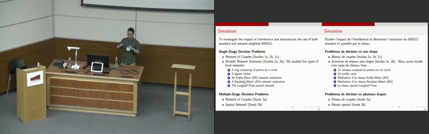The first 2 are simple ones. The first one is the ring, consisting of the points on the circle. The second one is the square lattice. 3 and 4 are very famous network realizations from the ER model and from the BA model. And the last one is about spatial data, from the longleaf pine tree data set. For the multi-stage decision problem, we also start from the network of the couples, and then we consider the network realization from the spatial data.